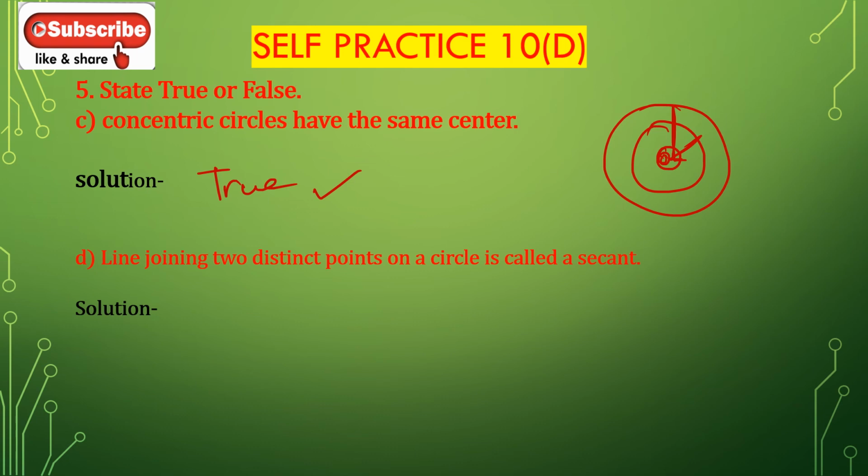D bit. Line joining two distinct points on a circle is called secant. This is false. Line joining two distinct points on a circle is called chord.